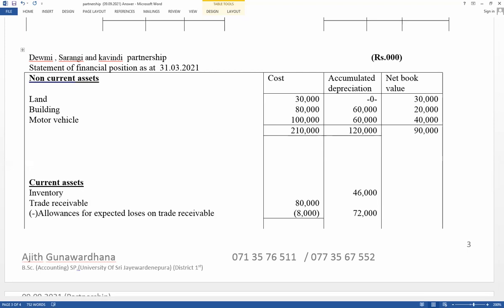Think how to disclose trade receivable. Think impairment loss on trade receivable and expected losses on trade receivable. Bad debts and doubtful debts adjustment. Adjustment should be done from the beginning.